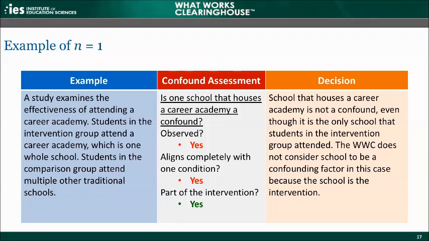So let's go through the WWC characteristics of confound in the middle of the table on your screen. So you go through the filter and get to the last bullet. Remember that for a single unit to be considered a confound, it should not be part of the intervention. In our example, the career academy is the intervention because the career academy in this example is the whole school. The school and the intervention are the same. So what is the decision in this case? The WWC will not consider the school to be a confounding factor in this case.